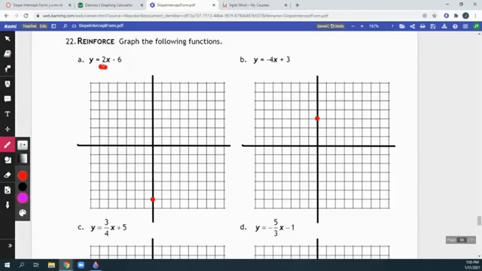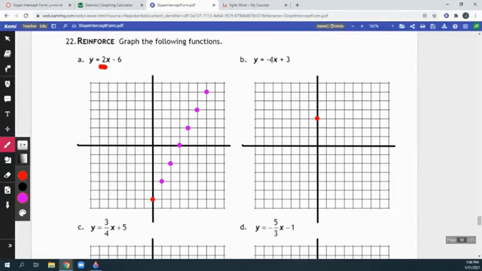For every 1 it goes to the right, it goes 2 up. 2 up, 1 to the right. That's what's going on there. So 1 to the right, 2 up, 1 to the right, 2 up. You can always remember, if it's just a counting number, it's still a fraction, it just has a 1 on the bottom. That means for every 1 to the right, it goes that many up or down.